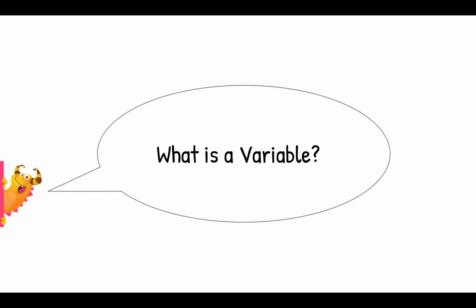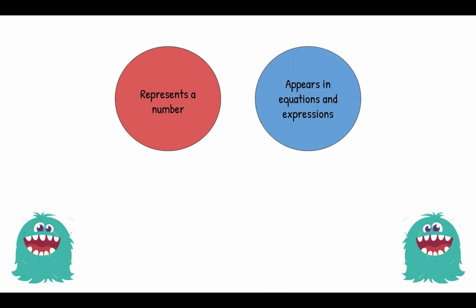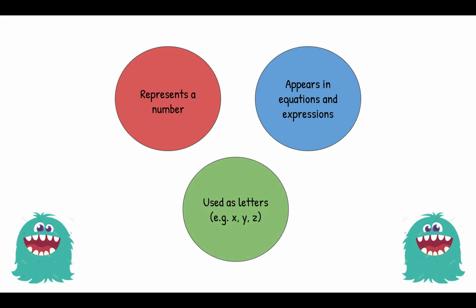So first off, what is a variable? First and foremost, a variable represents a number. In other words, it holds some numerical value. For example, it could be 2, 3, 10, 200, etc. They can appear in equations and expressions, and they are used as letters. Some common ones are X, Y, and Z. They can technically be symbols, but they're not really used as symbols when using math.